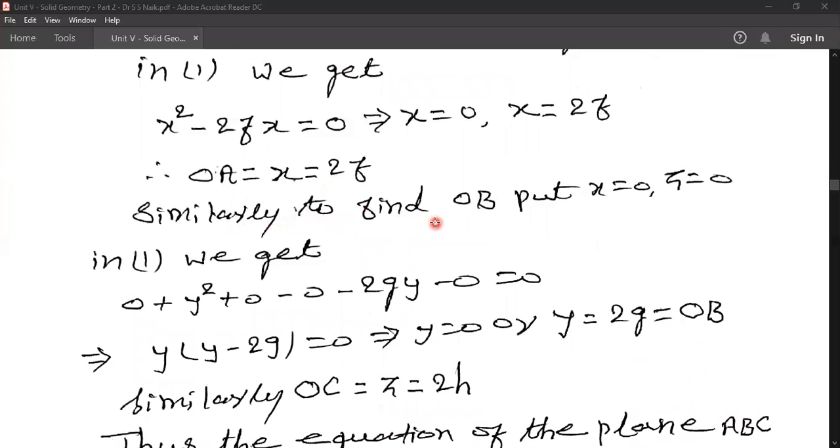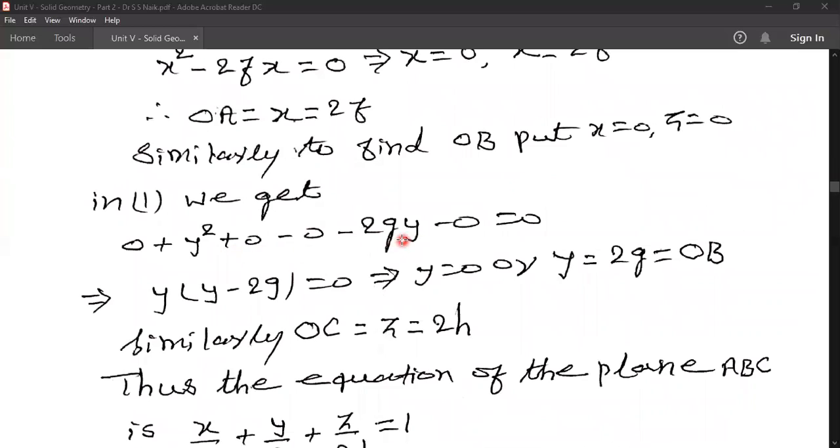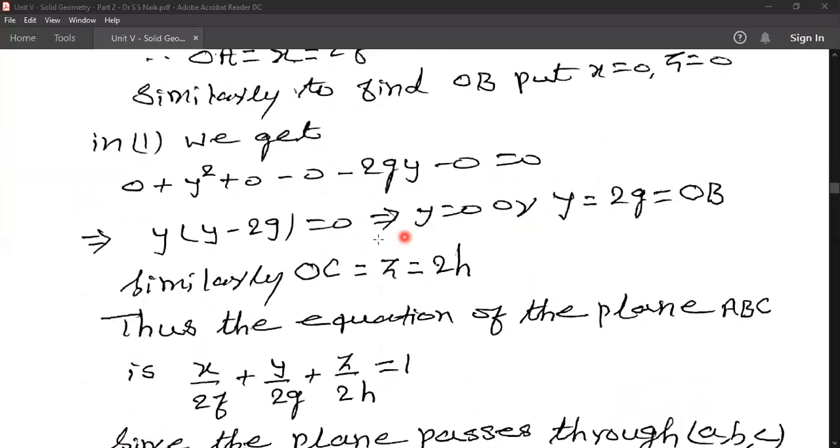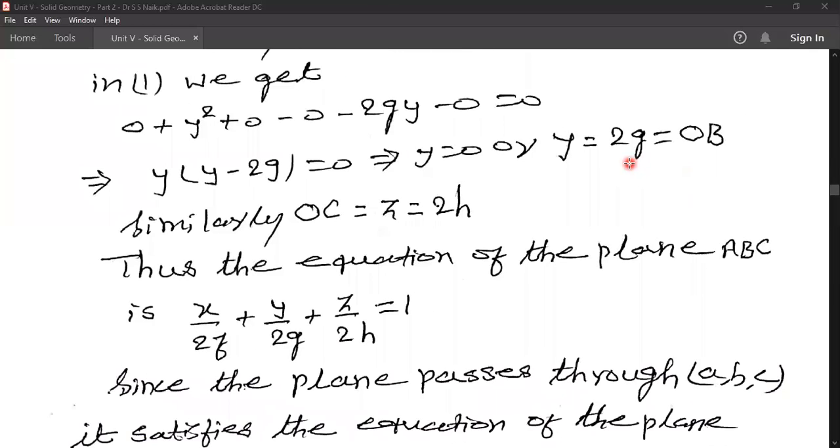Then similarly, to find OB, put x is equal to 0, z is equal to 0 in 1. We get y square minus 2gy equal to 0, implying y into (y minus 2g) is equal to 0, implying thereby y is equal to 0 or y is equal to 2g. Now this is OB. OB is the y-intercept. Similarly, OC is equal to 2h.